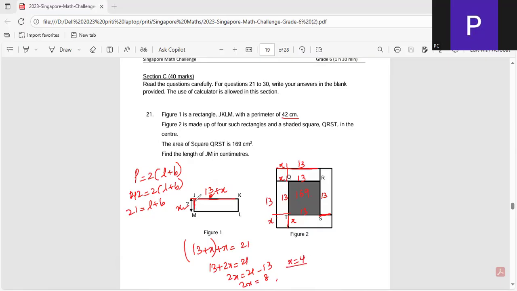So what is the length of JM? The length of JM is 4 centimeters. So that's the answer. Let's go on to the next question.